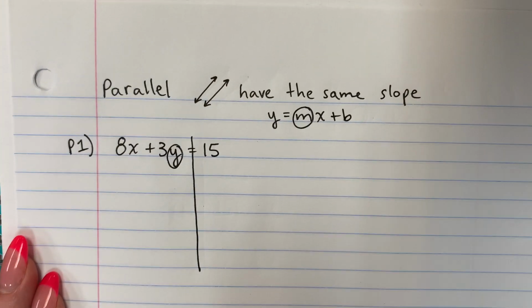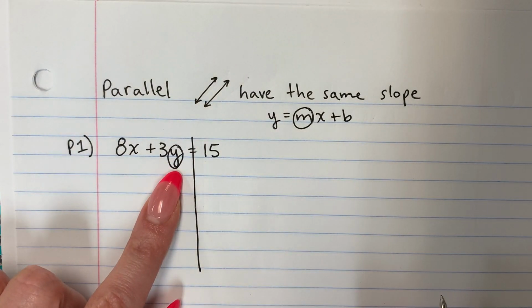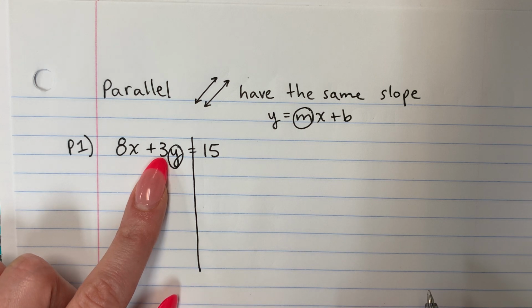So let's go ahead and do that. So to get the y alone, never move the number with the y first.